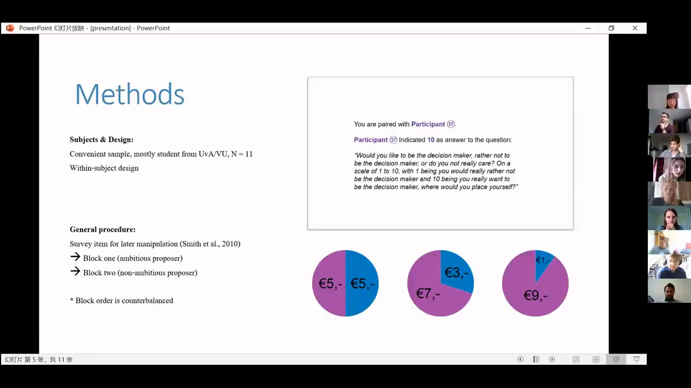In the later two blocks, they will play with another participant, which is actually pre-programmed by us, who supposedly answered 10 or 1 on that item, respectively corresponding to the ambitious and non-ambitious proposer conditions. In each block, the participants play 90 trials, in which there are 35 of the 5 offer, 33 of the 7 offer, and 31 of the 9 offer. The block order is also counterbalanced during the experiment.